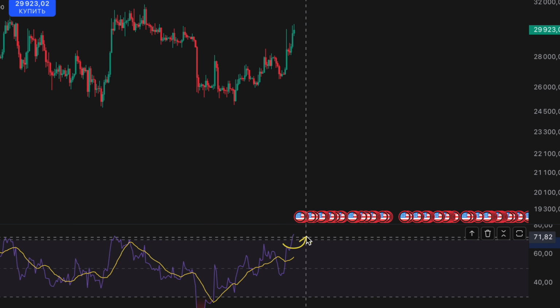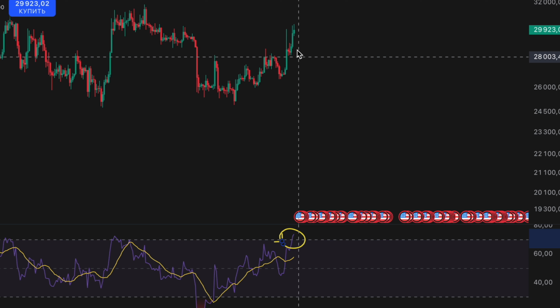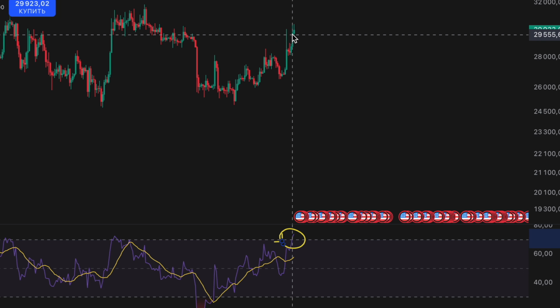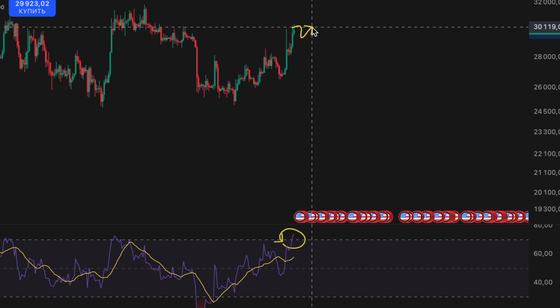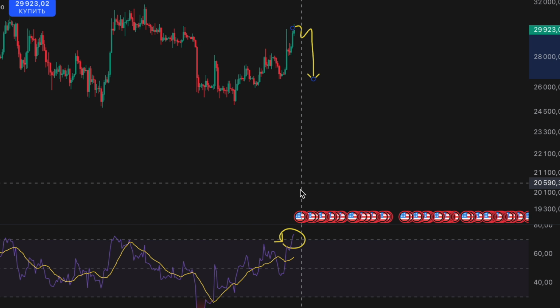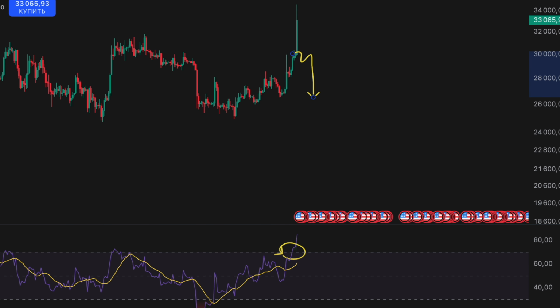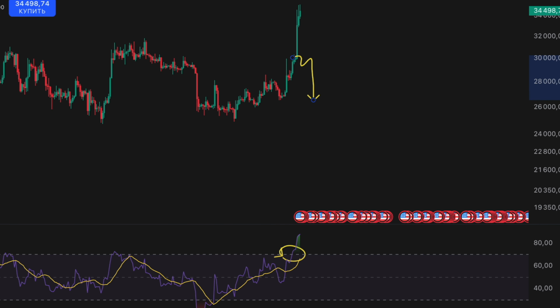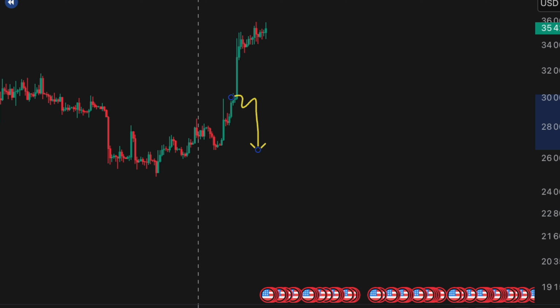You open the chart and RSI shows 78, red zone, overbought, just like in the textbook. So you open a short position because the price is about to reverse. But the price keeps going. RSI moves to 85, then to 90, and it stays there for 3 more days until your stop loss triggers.